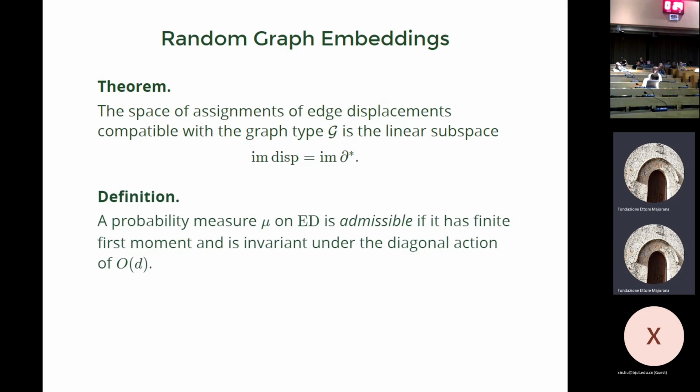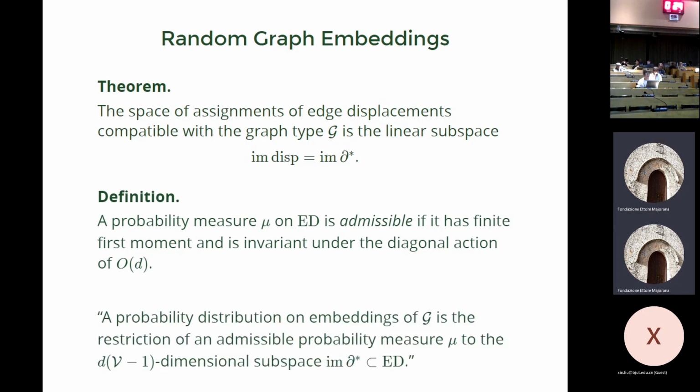So we're going to say a probability measure is admissible if it has finite first moment and it's invariant under the action of the orthogonal group. So it's physical in the sense that it doesn't care. This is, I guess, isotropic, right? It doesn't really care about the orientation. And then, informally, a probability distribution on the embeddings of the graph is just going to be a restriction of one of these admissible probability measures to the subspace that actually corresponds to physical embeddings, which has dimension d times the number of vertices minus 1.